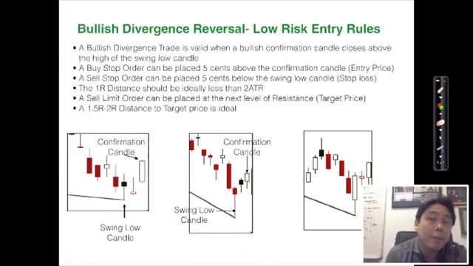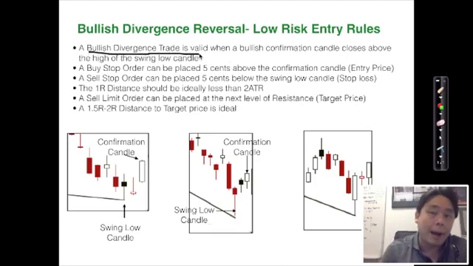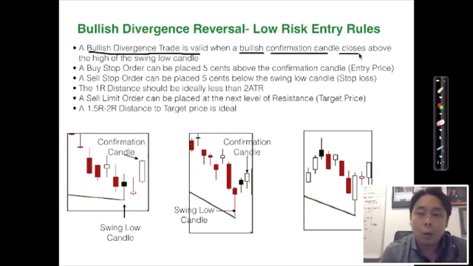Again, closer look at the confirmation candle I talked about. So once again, a bullish divergence trade is valid to buy when you get a bullish confirmation candle that closes above the high of the swing low candle. So once again, this is the swing low candle. Why? Because it's the lowest point. Okay? So I got to wait for a confirmation candle in this case that opens here and closes above the high of this candle. Then I can buy.